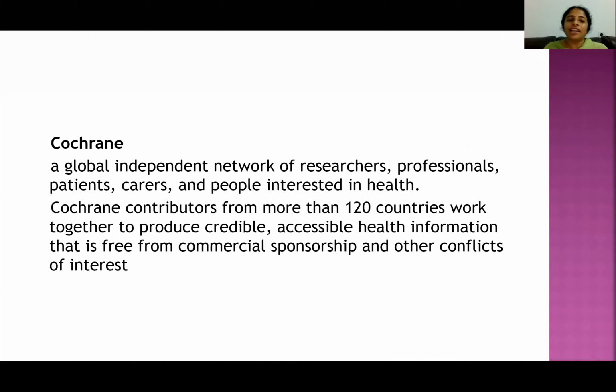Like that, if you get an article which is published in Cochrane, it means that it has gone through certain screening procedures, and it is very highly likely to be very good. So there are lots of databases like that. Cochrane is just one. Then there is Elsevier, there is Embase. These are all standard databases for finding journal articles.